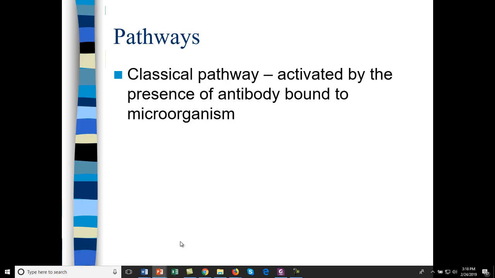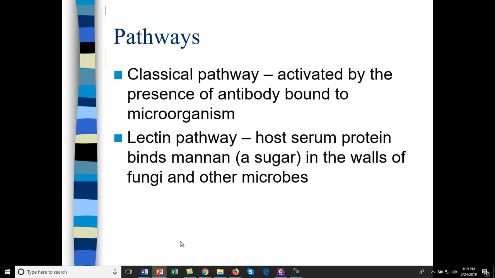If you break down the pathways, the classical pathway is activated by the presence of any antibody bound to a microorganism. This is the third line of defense, because you've got B-cell mediated immunity with antibodies. If the antibody is bound to a microorganism, then the constant region of the antibody will be sticking out, and it will initiate the classical pathway. So once the antibody binds a microorganism, the classical pathway is initiated.